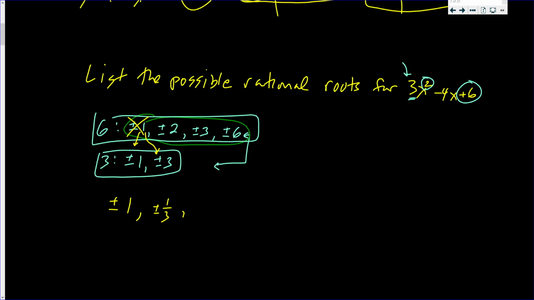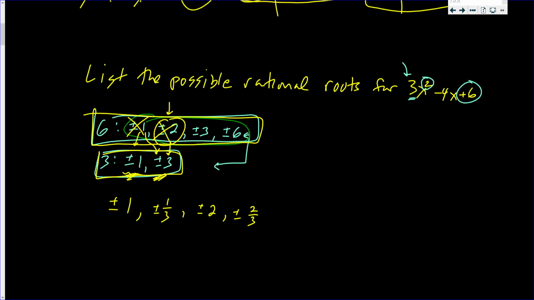We want to write down every fraction where the numerator comes from the top list, and the denominator comes from this list. So now start with 2. If you do 2 divided by 1, we'll get plus or minus 2. If you do 2 divided by 3, or plus or minus 2 divided by plus or minus 3, you get plus or minus 2/3. So I divided 2 by each of the possible denominators.